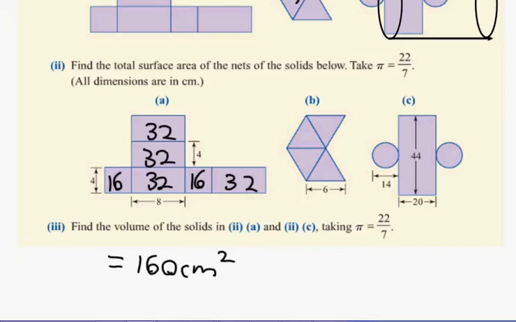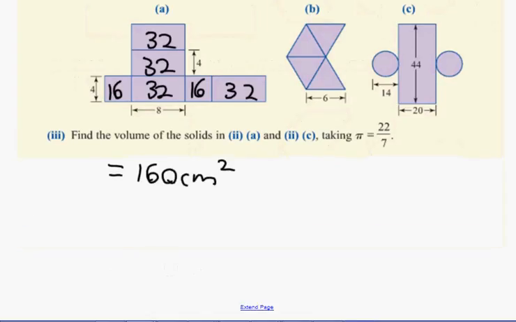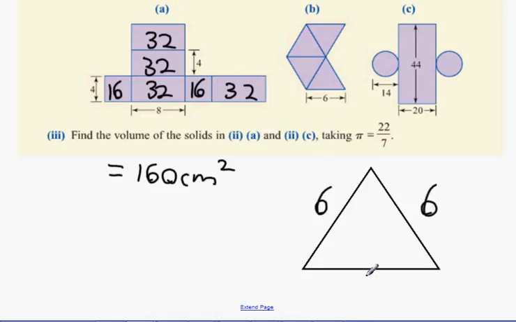The next one is more difficult, and I'll explain why. The next one is a triangle, okay? And to get the area of a triangle, what do we need to know? We need to know either one of two things. We can do this two ways. We know that it's 6, 6, and 6. We don't know the vertical height.